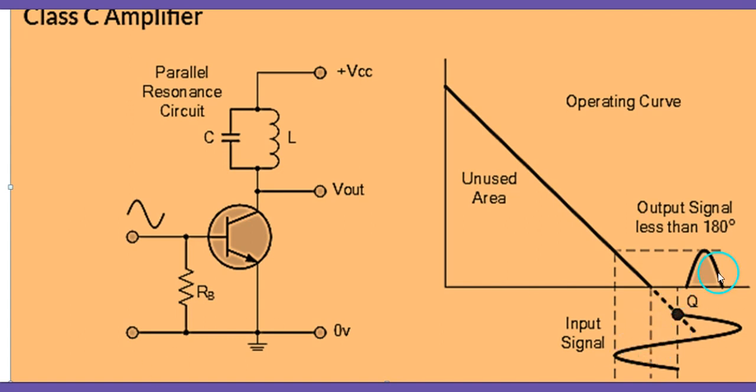Now the output appears only for this part of the signal. This part of the signal appears here like this, and the rest of the signal is cleared. Only a part of the signal appears.